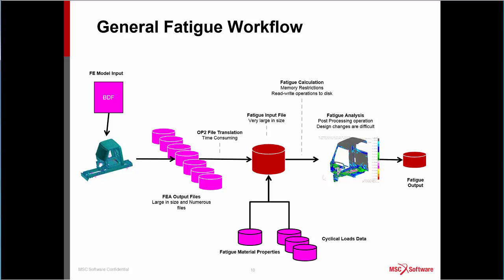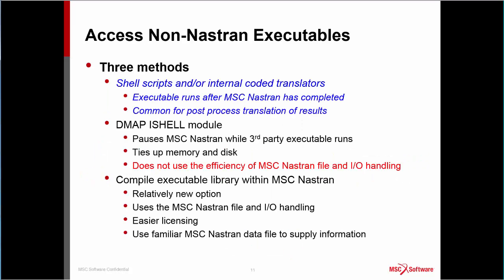But these fatigue codes are generally independent of your workflow. You're using someone from the outside, and you've got to insert it inside there. Now, in order to do that with non-Nastran fatigue type codes, we've got three ways of going about this. The first one is very typical. Shell script, whether it's Unix type scripting or Python, whatever your favorite coding translator is, you'll build that. It's usually an executable that runs after Nastran is completed.